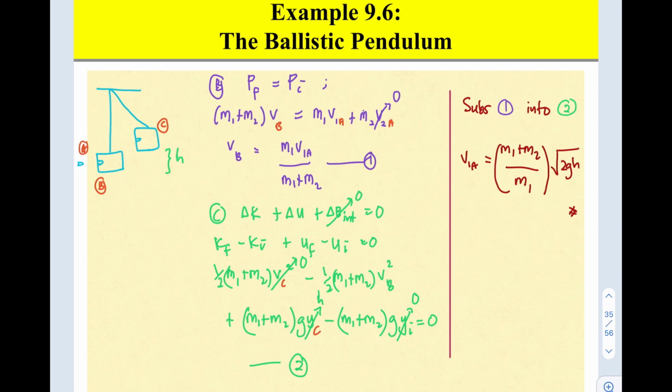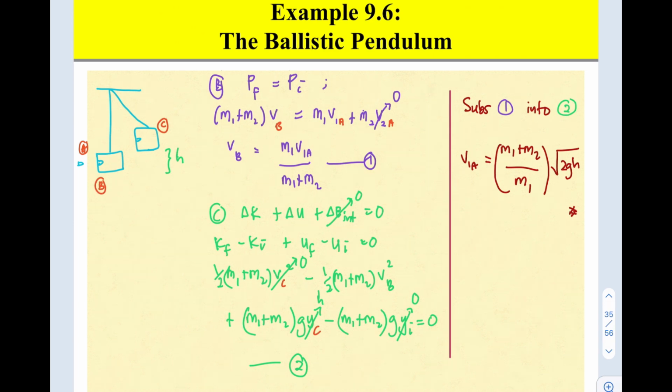At this level we call it situation B, and then the block is going to swing together with the bullet and reach maximum height, and eventually stop for a moment. At this situation, I symbolize it as situation C. So let's take a look at situation B.